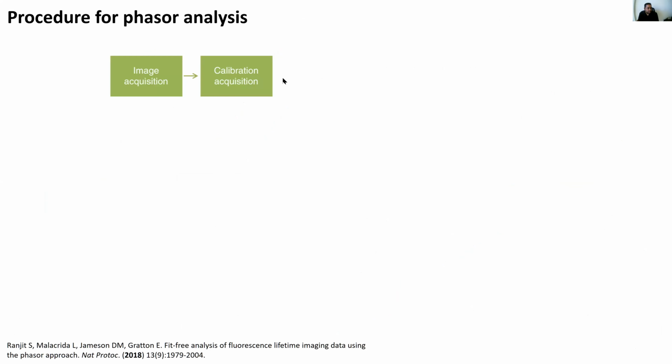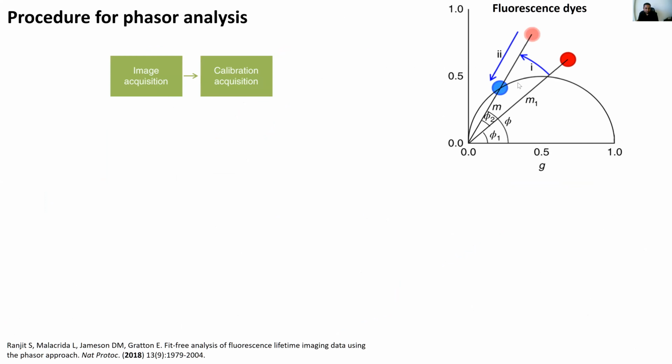So now the procedure: you do the image acquisition, and you calibrate the acquisition. The calibration can be done using a fluorescence dye. Let's say this is the position of the fluorescence dye. When the system is not calibrated, due to delays and other electronic effects, it will come, let's say, here. This is the original position. So you first correct for the angle, and then you correct for the modulation. So you push it back here. So you know how much of this change you need to make for correcting other samples.